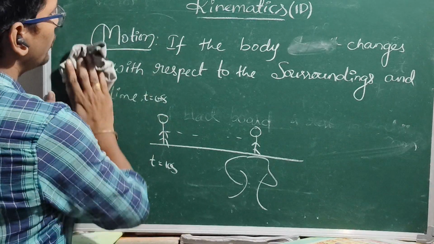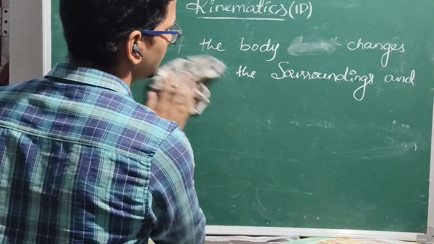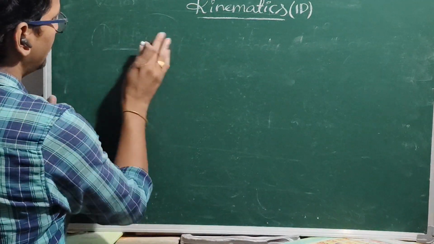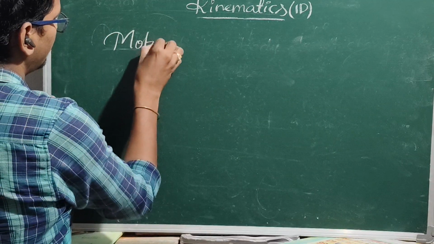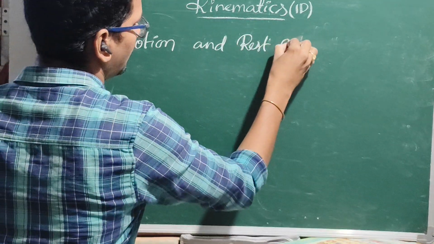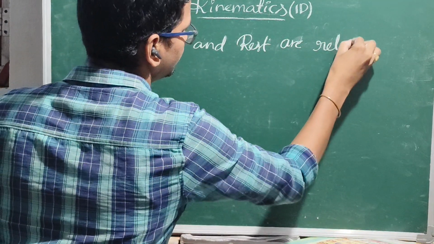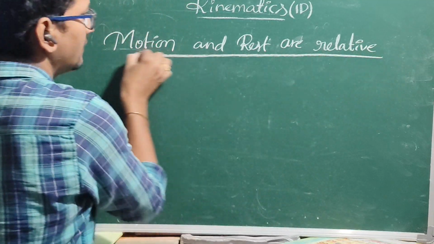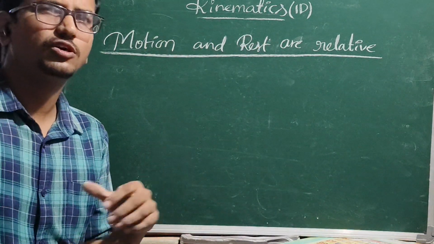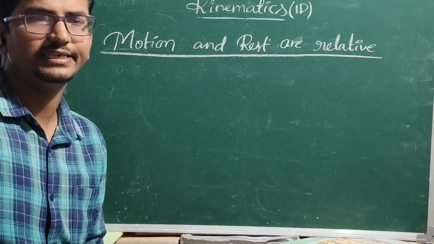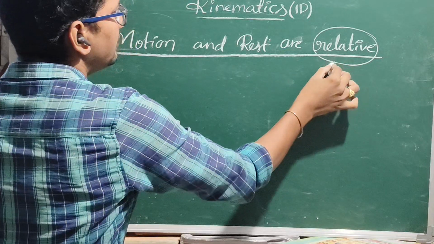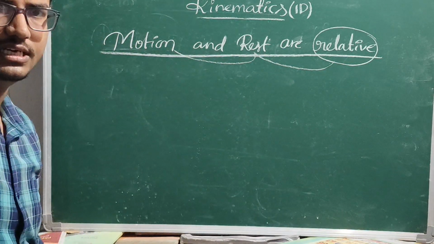And next one, motion and rest are relative. Simply, we have to understand the side heading. In physics topics, we always understand based on the side heading. The side heading, what is there? Motion and rest are relative. Relative means relation between the motion and rest.